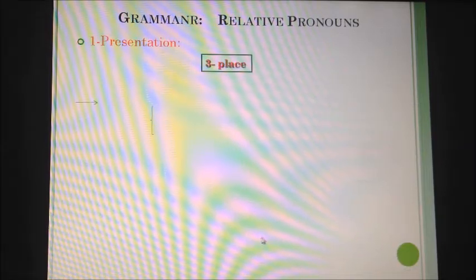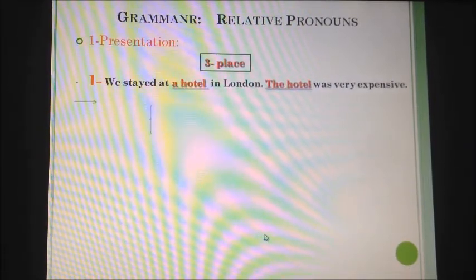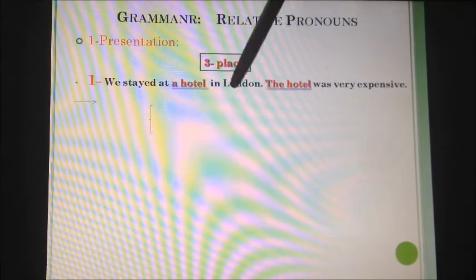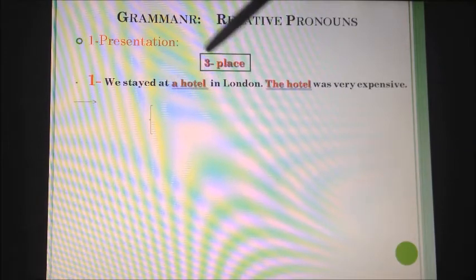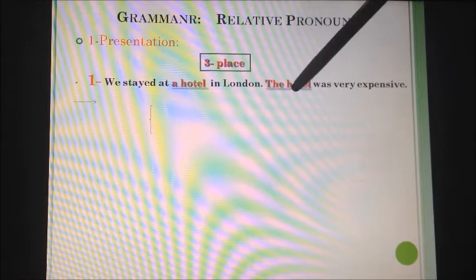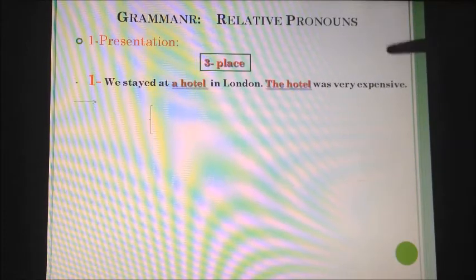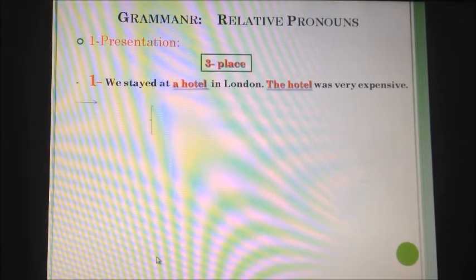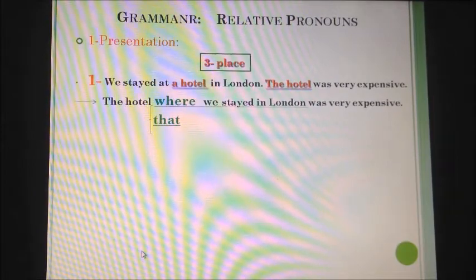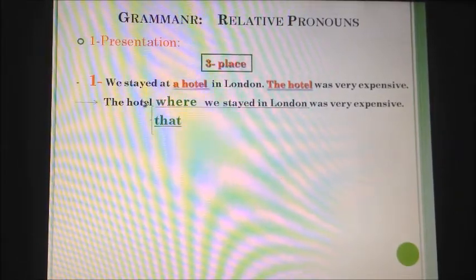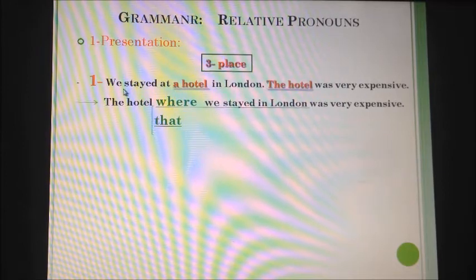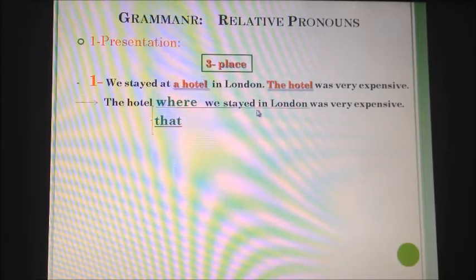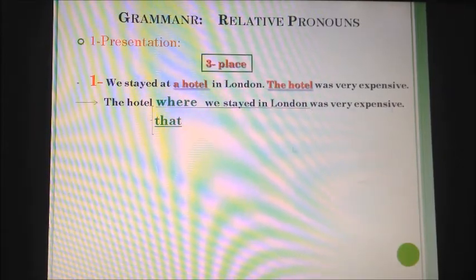The third situation is when we are talking about a place. We stayed at a hotel in London. Again, which hotel are we talking about? I don't know anything about this hotel. So the hotel was very expensive. What hotel? The one we stayed at in London. So the hotel where we stayed in London was very expensive. Notice here that the hotel is a place. It's not a subject, it's not an object. It's a place. Or the hotel that we stayed at in London was very expensive.